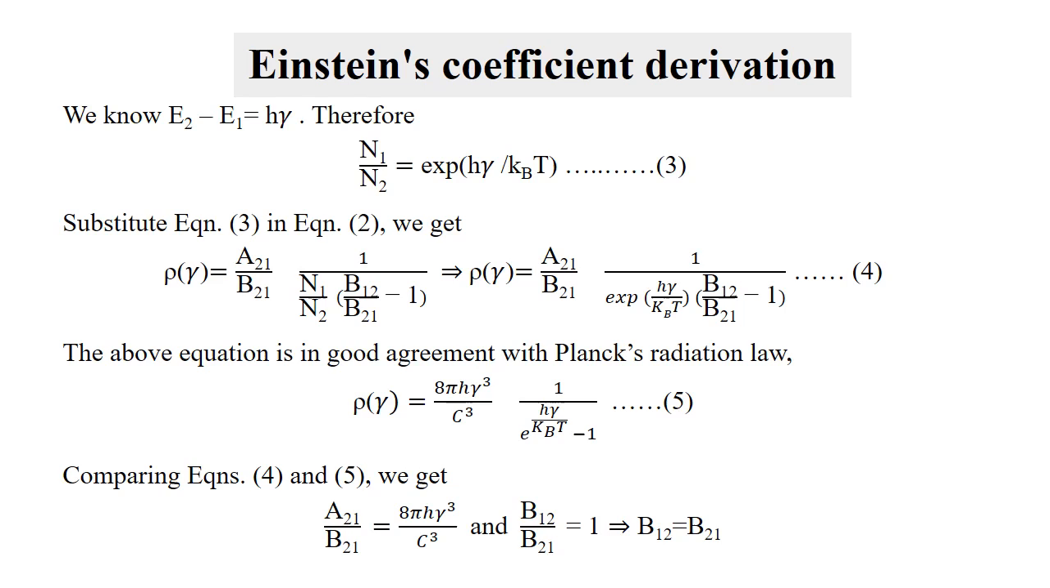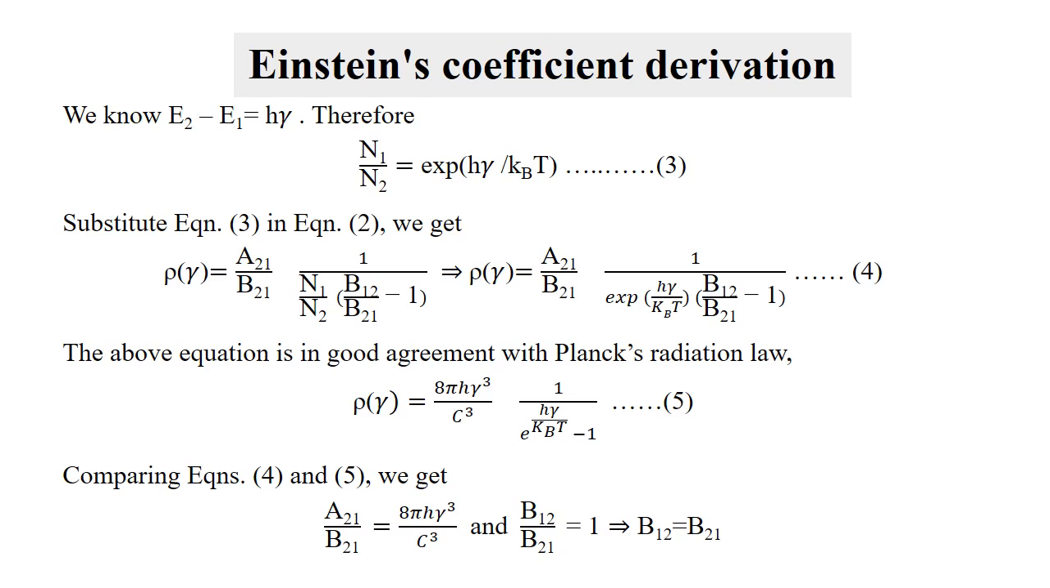Substituting the value of N1 by N2, rho nu is equal to A21 by B21 into 1 by N1 by N2 into B12 by B21 minus 1, and we get rho nu is equal to A21 by B21 into 1 by exponential h nu by kT into B12 by B21 minus 1.